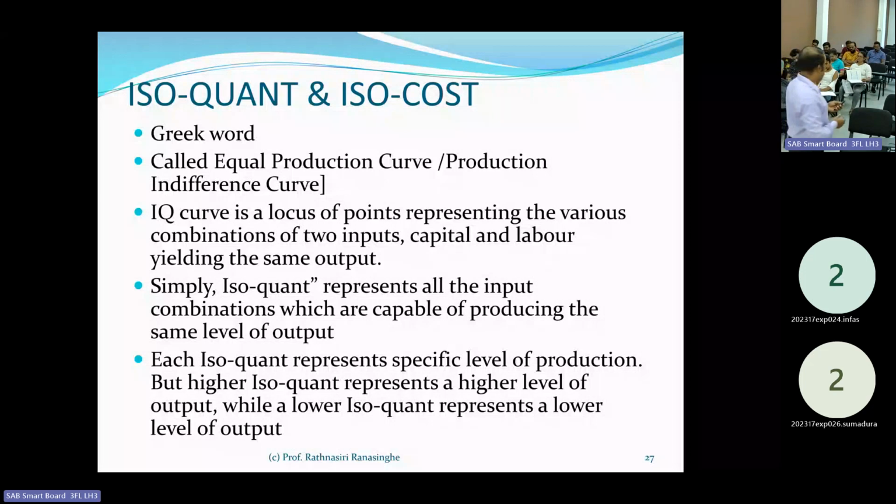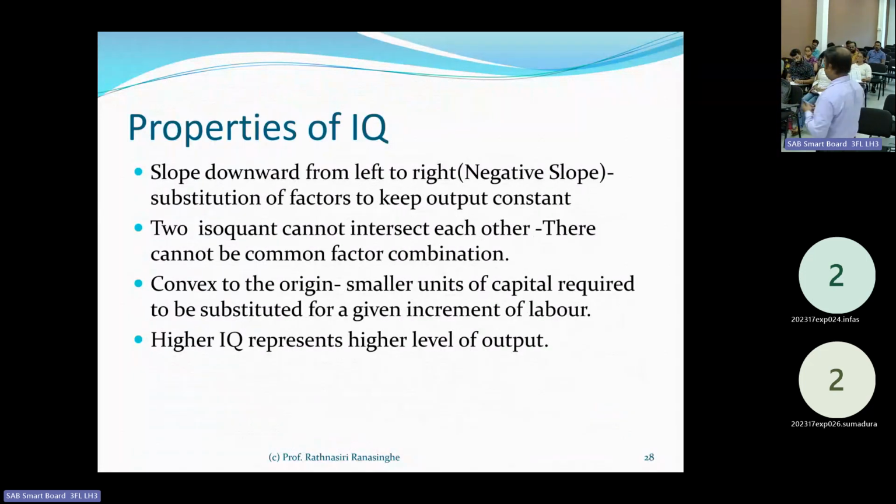Now we can discuss a few properties related to the isoquant. You can recall the same from the indifference curve. The indifference curve is downward sloping from left to right, and isoquants also slope downward from left to right. Isoquants are also convex to the origin, and a higher isoquant means a higher level of production output.